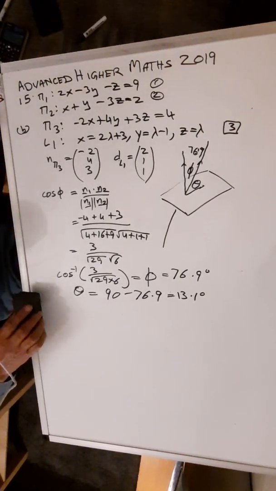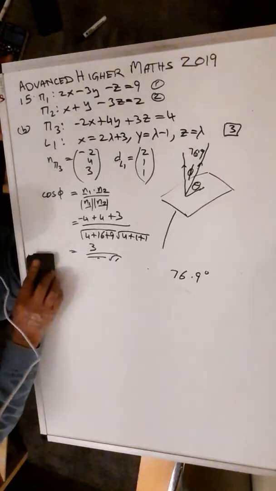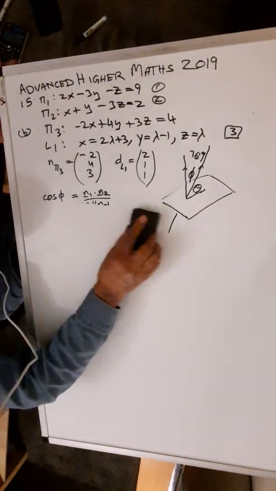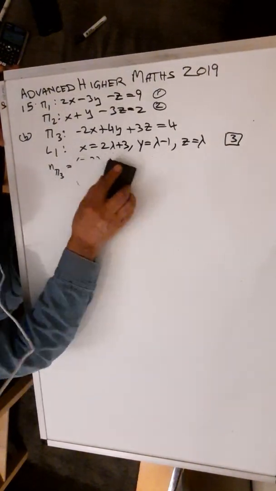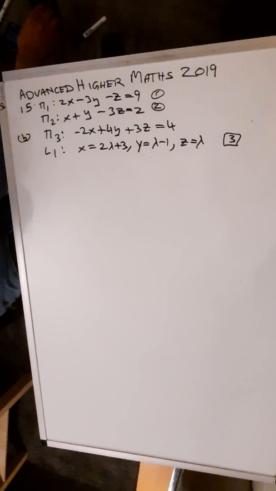And this is for 3 marks. That was part B. Now for C.